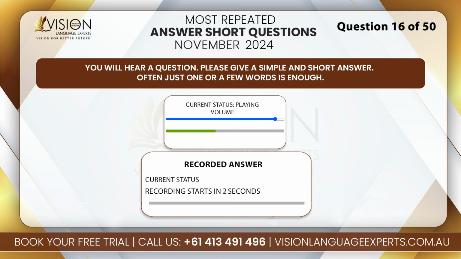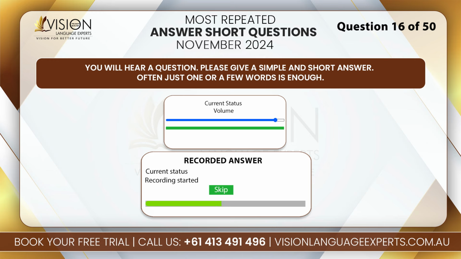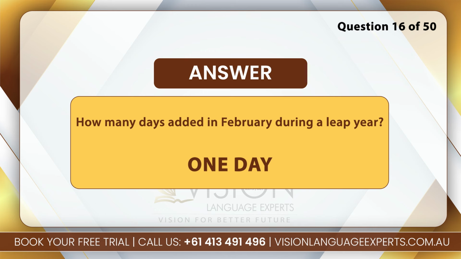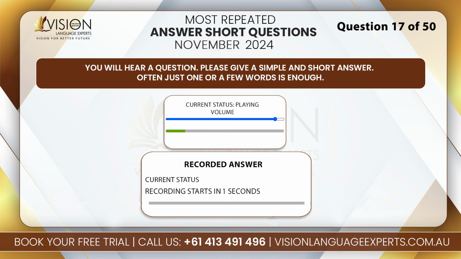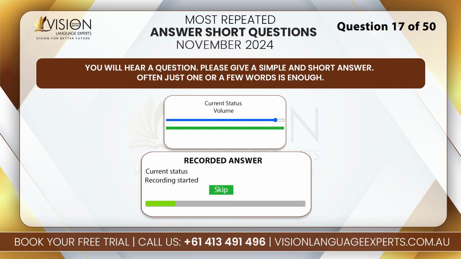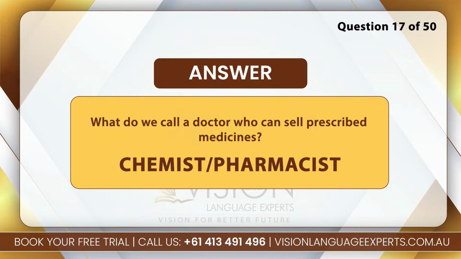How many days added in February during a leap year? 1 day. What do we call a doctor who can sell prescribed medicines? Chemist/pharmacist.